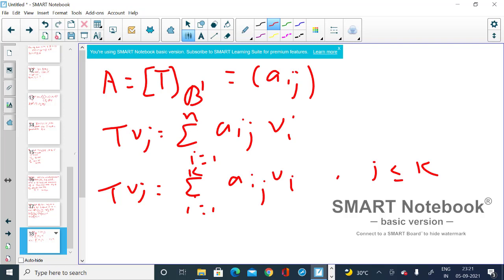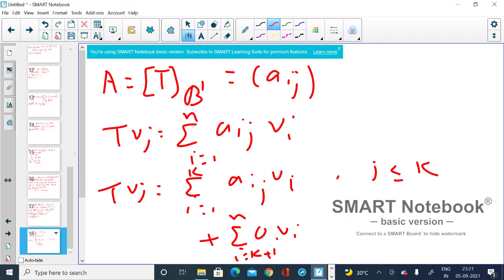And if j is greater than k, then obviously you can have all those things. So in this case, when j is less than or equal to k, all the other a_ij's are 0. So you can write that plus the summation of 0 times vi, for i equal to k plus 1 to n, in the case when j is less than or equal to k.